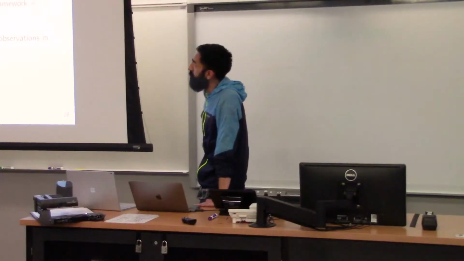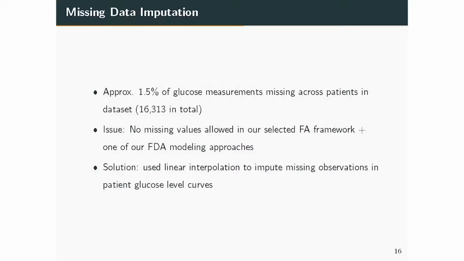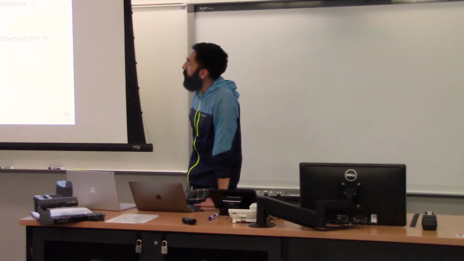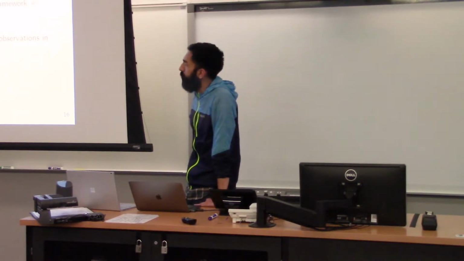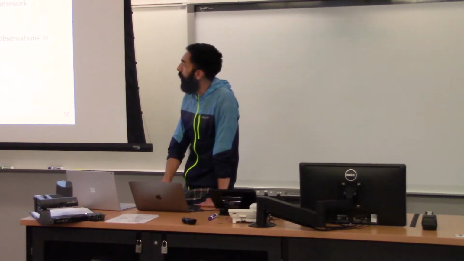First up is the missing data imputation problem. In our trimmed data set, approximately 1.5% of glucose measurements were missing across all of our patients. An issue is that no missing values are allowed in our selected functional alignment framework, along with one of the FDA modeling approaches that we tried. The solution was a simple one. We're going to use linear interpolation to impute these missing observations in our patient glucose level curves so we can fill in some of these time gaps.